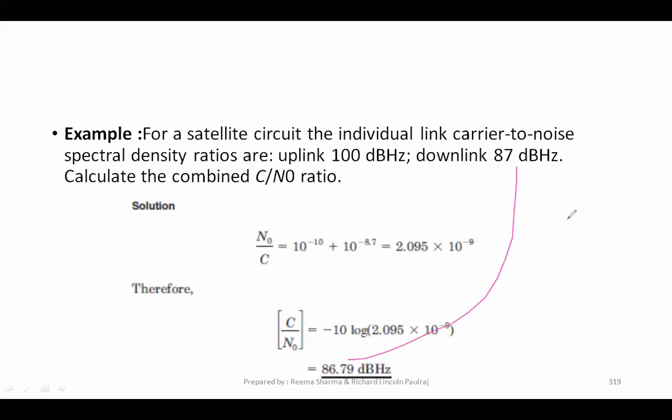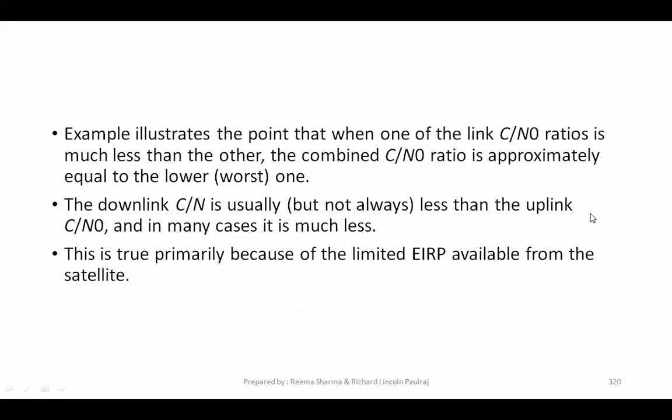Okay, it is not taking up the values of 100 dB, but it's approximately equal to the lowest value. So this applies when we are using our combined C by N ratio, right? The downlink C by N is usually less than the uplink, and in many cases it is much less, as I mentioned just now, right? This is true primarily because of the limited EIRP available from the satellite.